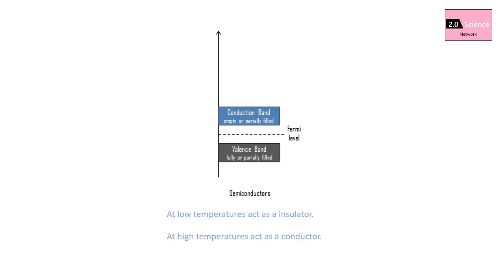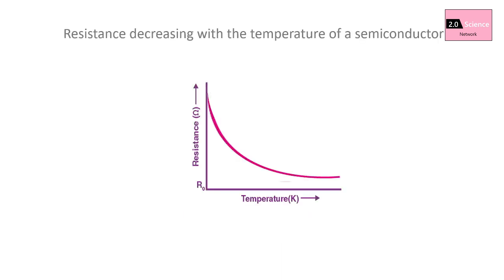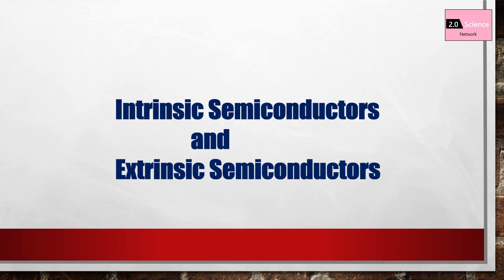At low temperatures, the valence band of a semiconductor is completely full and the conduction band is completely empty. Thus, a semiconductor behaves as an insulator at low temperatures. As temperature increases, more valence electrons cross over the energy gap to reach the conduction band and the conductivity increases. This shows that the electrical conductivity of a semiconductor increases with the rise in temperature.